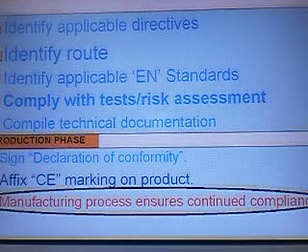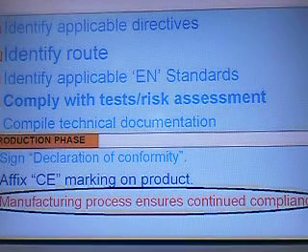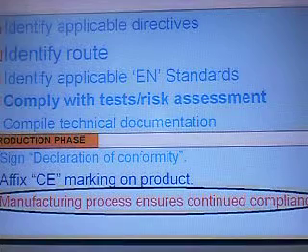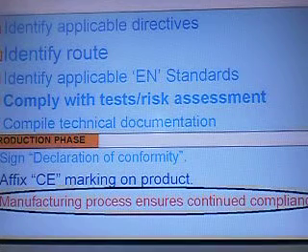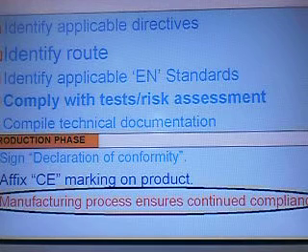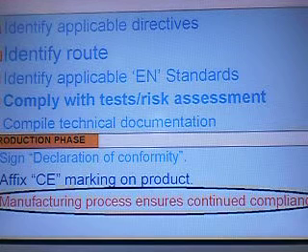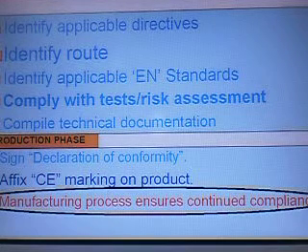Now the CE marking process is complete, and the last thing the manufacturer should do is ensure that his manufacturing process ensures continued compliance. That is, the manufacturing process should churn out samples which are identical to that which was tested for CE marking in the first place.